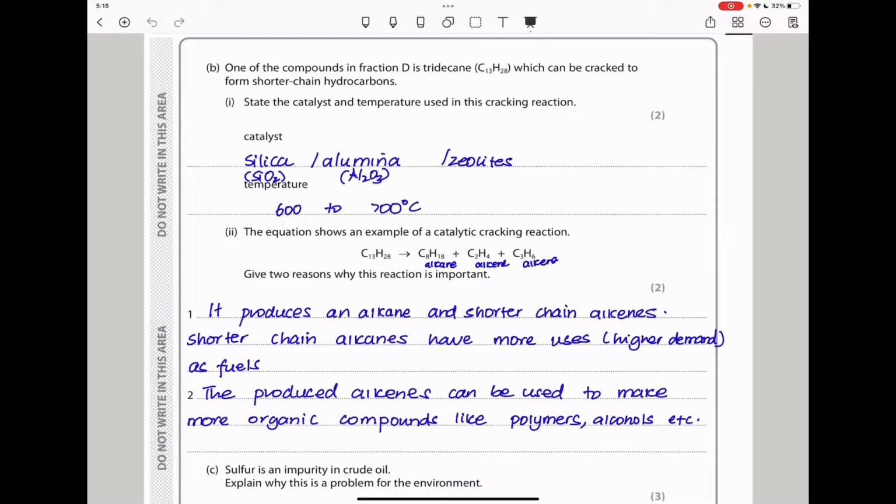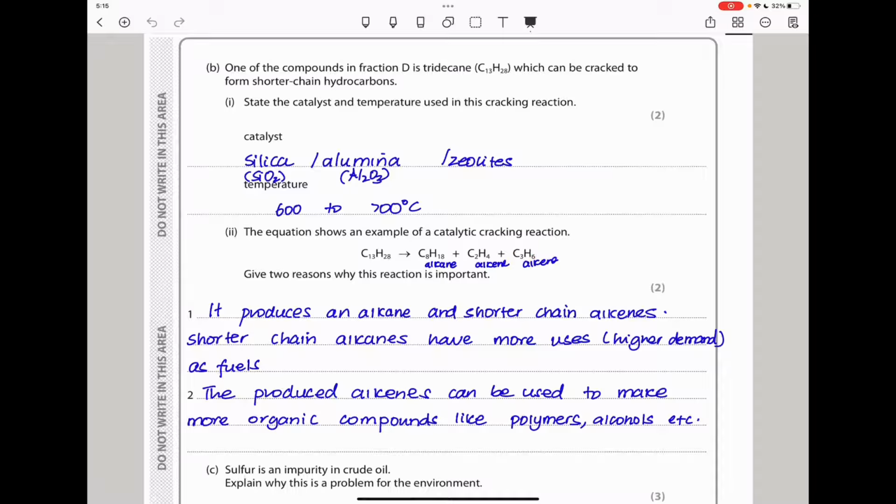The next question says, the equation shows an example of a catalytic cracking reaction. So here we can see an alkane is broken down into an alkane as well as two other alkenes. So they ask, give 2 reasons why this reaction is important. Here we can see that an alkane, which is a longer carbon chain alkane, is converted into a smaller carbon chain alkane as well as alkenes.